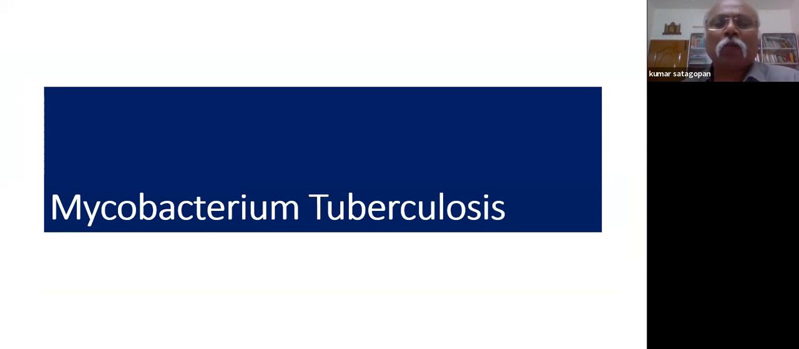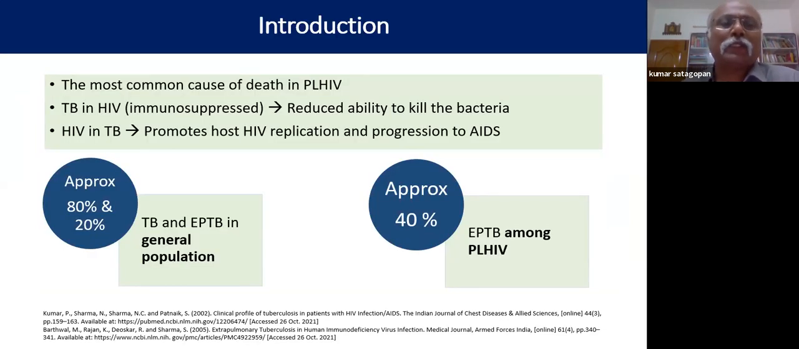Next slide. So what you have to see in Mycobacterium tuberculosis is that the common cause of death in PLHIV is tuberculosis. So what is that? It is a two-way relationship. Both HIV and TB can have an impact on each other. So what happens when TB comes in HIV? There is a reduced ability to kill the bacteria, so the cell-mediated immunity is going down. In HIV and TB, what happens? It promotes HIV viral replication and progression to AIDS. So already I told you the 80-20 and the 60-40, this is the epidemiology.